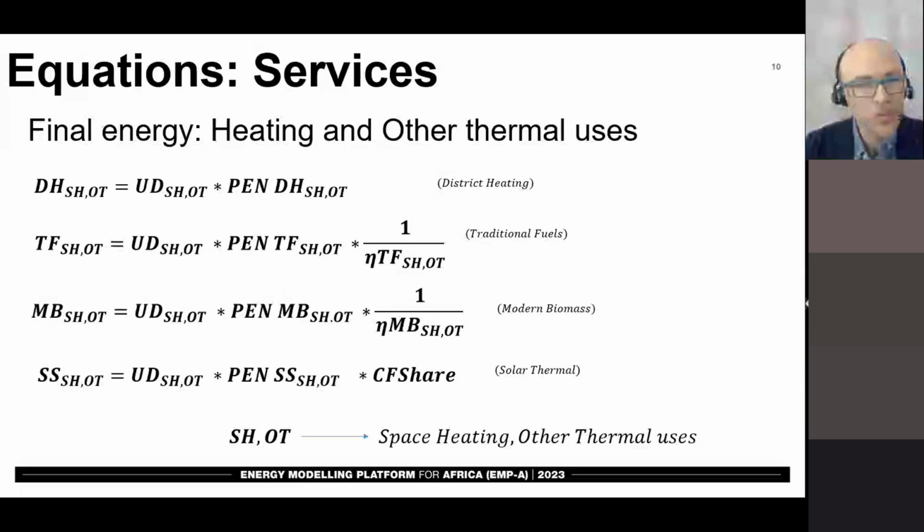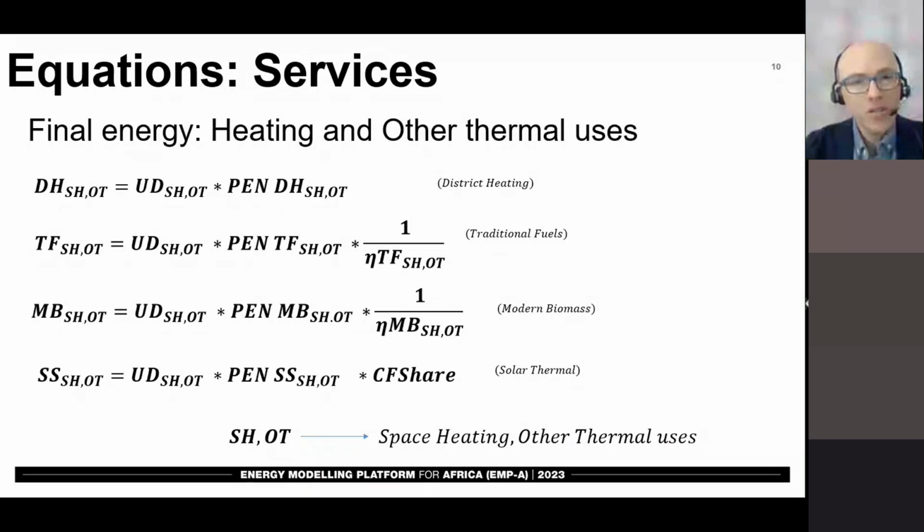For the solar thermal, the final demand is given by multiplying the useful demand by the penetration rate of solar thermal technology and multiplied by the share of solar thermal. And this is available for the two uses, space heating and the other thermal uses.